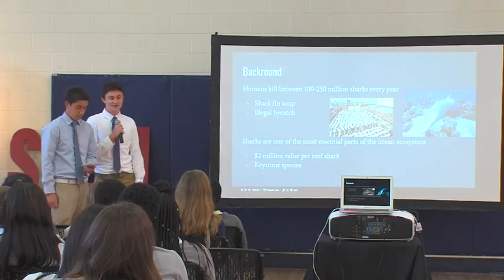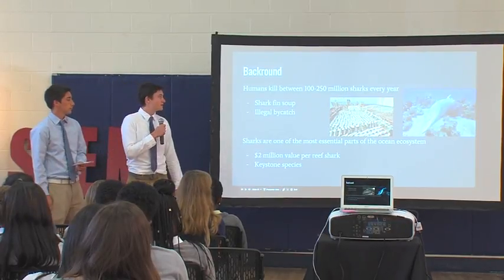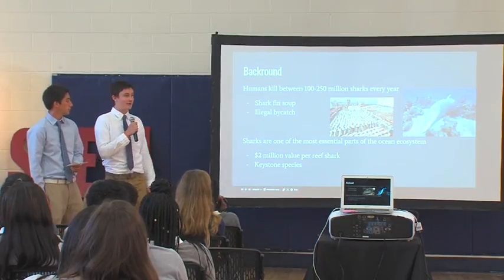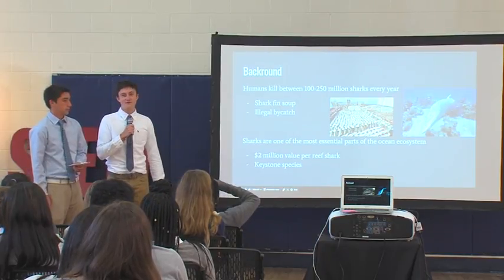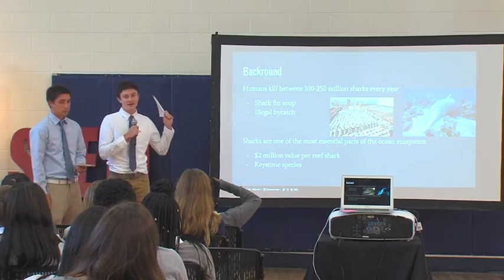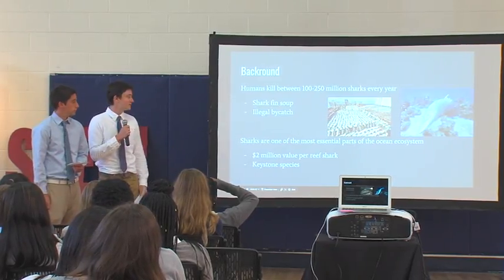This is very detrimental to the entire ocean ecosystem, because sharks are what we call keystone species, which means the local food web relies on them. And since there are over 400 different species of sharks, they are basically part of every single ocean ecosystem. So if they're taken out, the entire ocean ecosystem collapses.